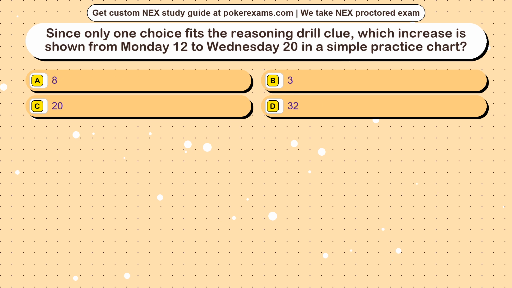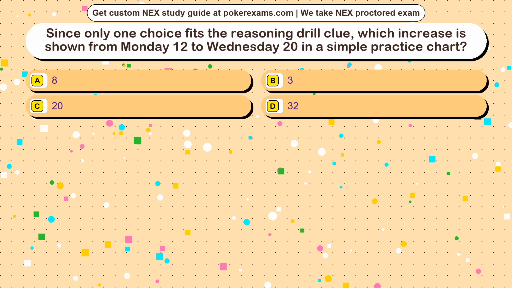Question 21. Since only one choice fits the reasoning drill clue, which increase is shown from Monday 12 to Wednesday 20 in a simple practice chart? Option A, 8. Option B, 3. Option C, 20. Option D, 32.